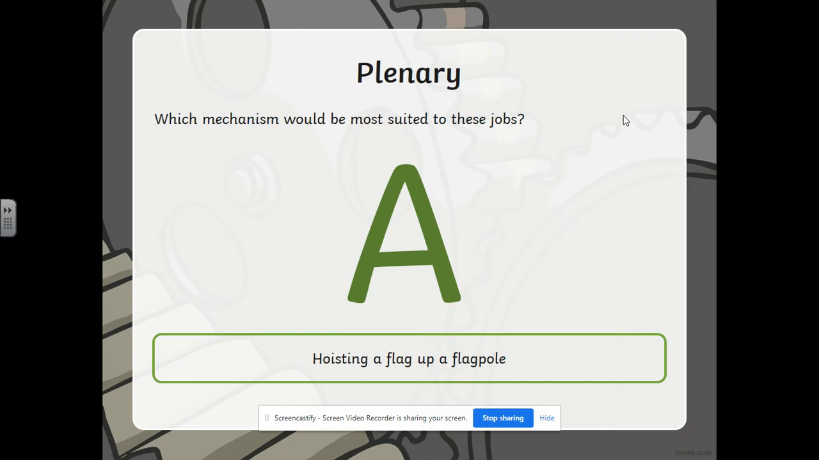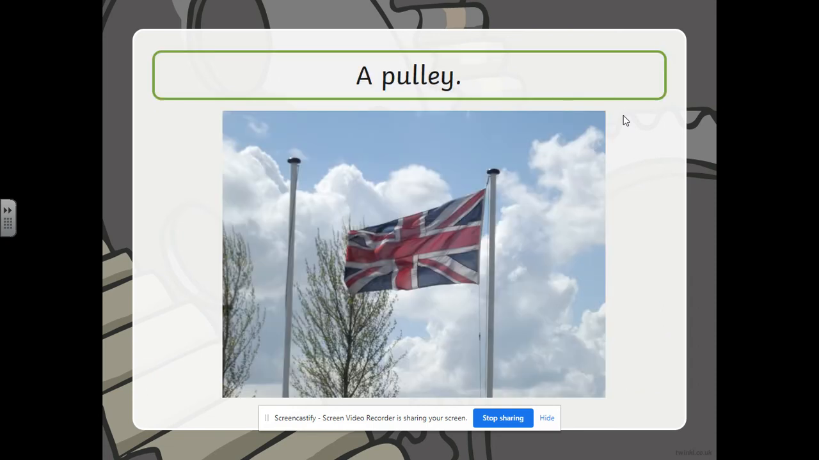So let's have a little look at our plenary before we move on to what we're going to be doing today. Which mechanism would be most suited to these jobs? Hoisting a flag up a flagpole. Have a little think. It will be a pulley system to pull the flag up the post.